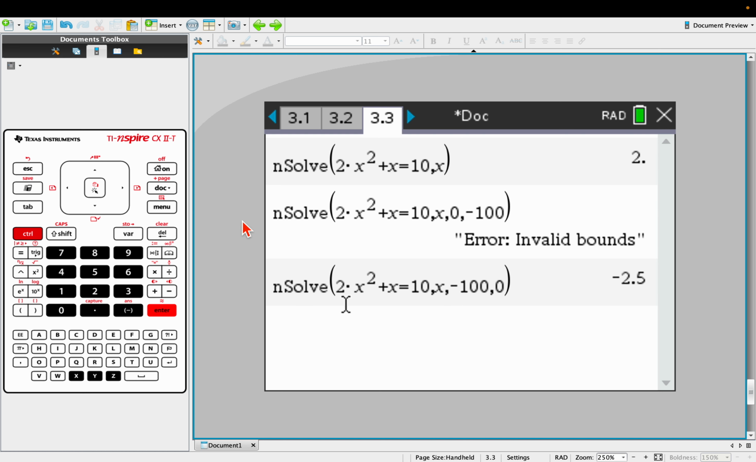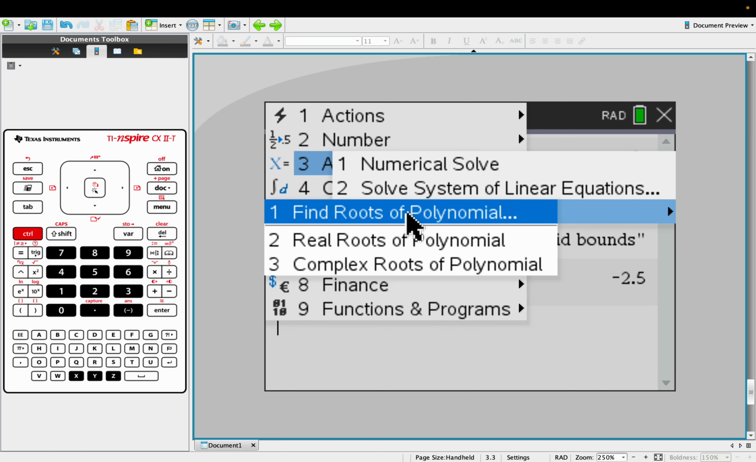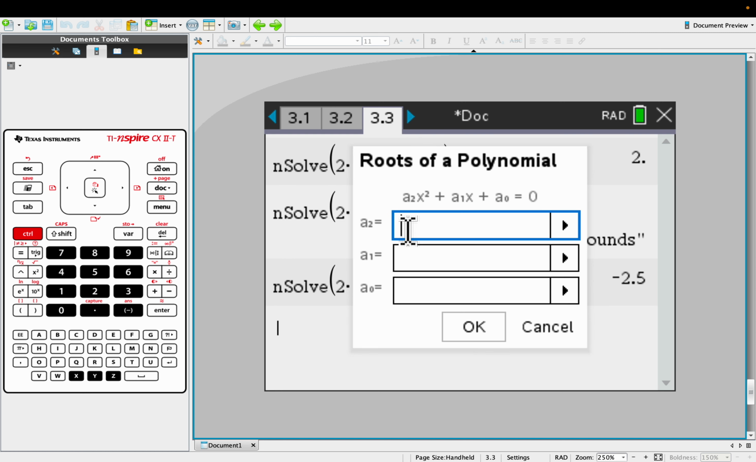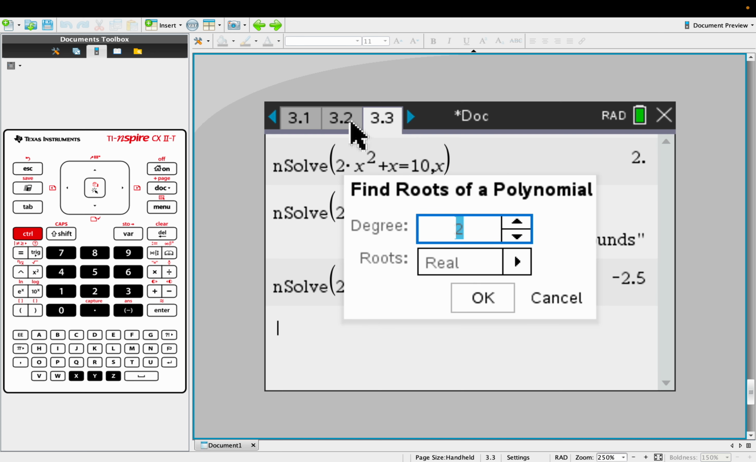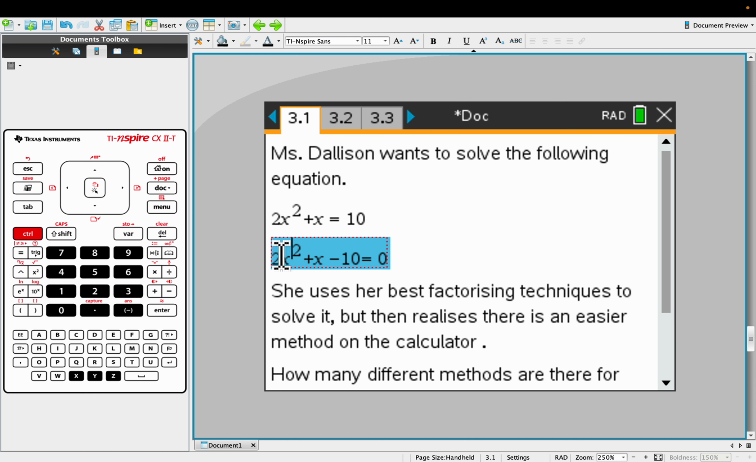So the ultimate now is menu, algebra, polynomial tools, find roots of polynomial. Okay, the degree is 2 because it's an x squared, and look, all we have to do is type this in. Now notice all of the terms are on the left-hand side, equals 0 on the right-hand side. So for sure we're going to need a little bit of rearranging of the original. We need this form. To find the zeros of a polynomial with many terms, we need to have equals 0, right? So it's this particular expression here.